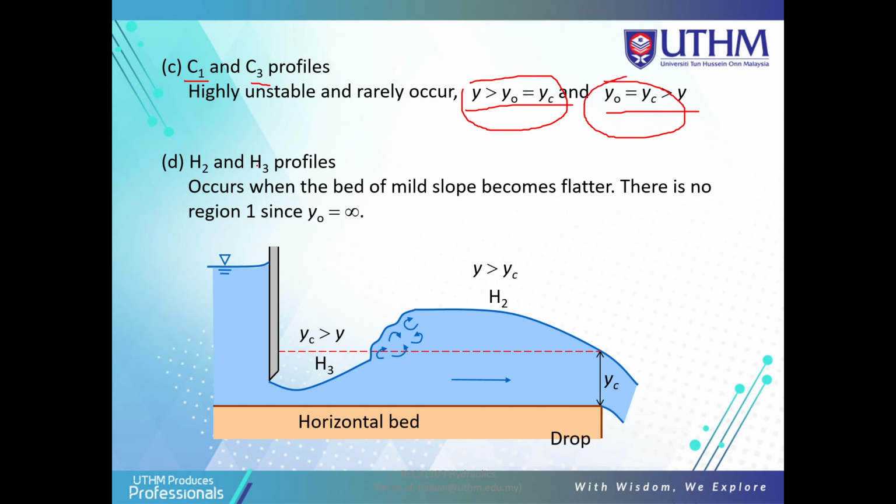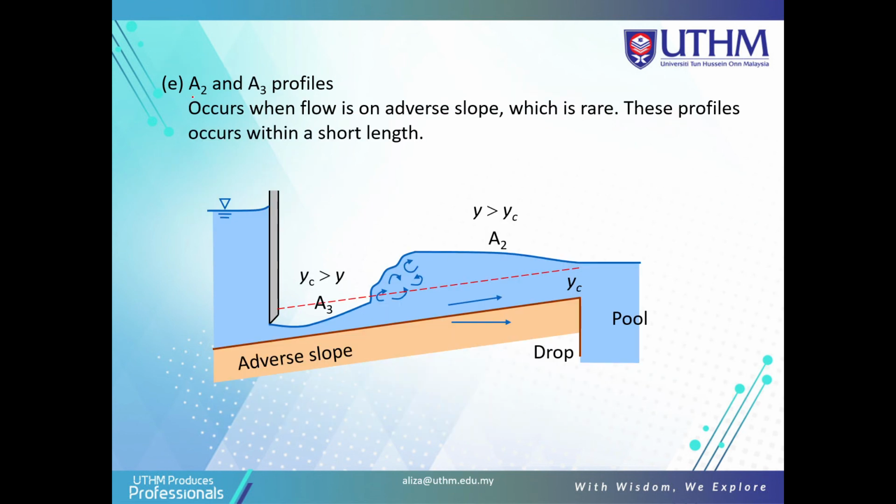Okay, so H2 and H3 is horizontal because this is the horizontal bed here. It occurs when the bed slope becomes flatter. There is no region 1. So we just have H2 and H3, region 2 and region 3 only, for the horizontal. For the adverse slope, also only region 2 and region 3. This occurs when flow is on an adverse slope, which is rare. This profile occurs with a short length here. Okay, so this is the profile for the GVF.